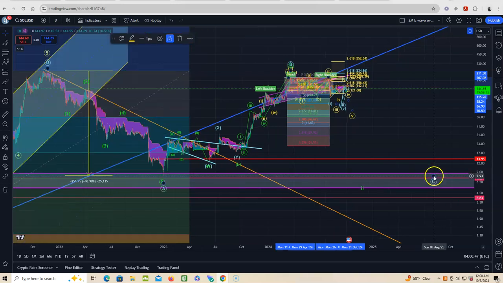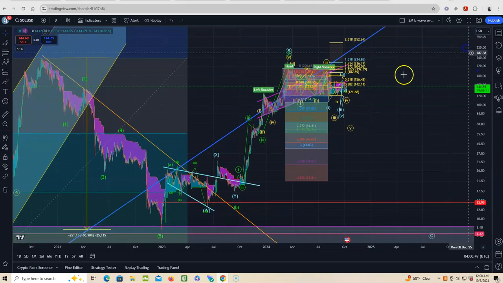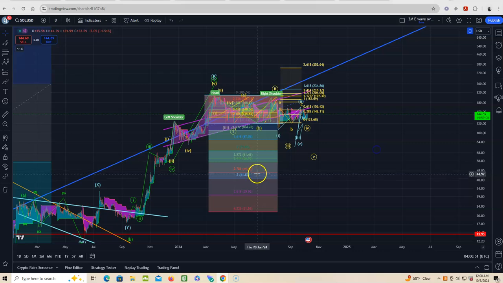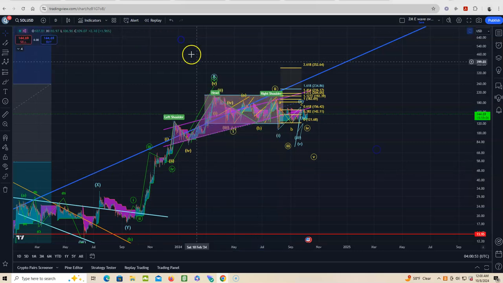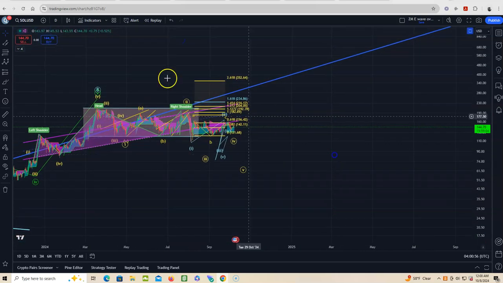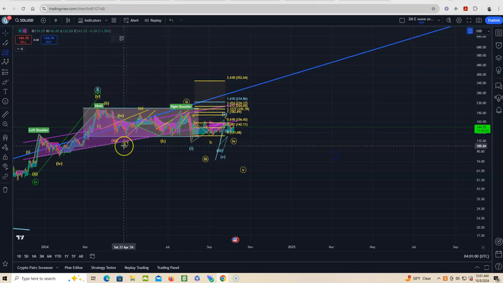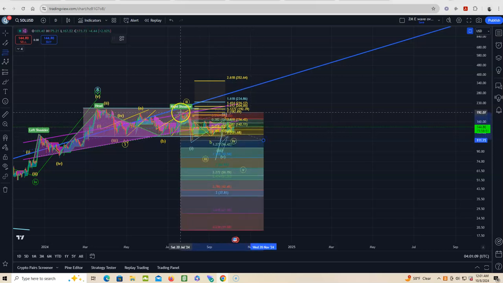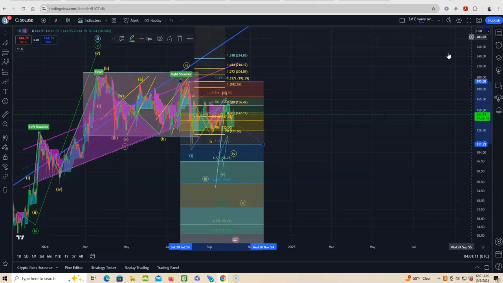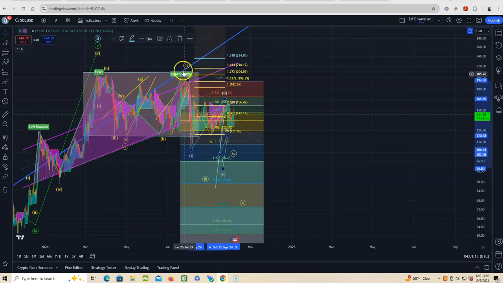But that's the count. The reason I say that, if you don't see the head and shoulders here obviously, is just because we have here a 1, 2, and then we have another 1, 2. So this is just the beginnings of this. This is the beginnings of the third wave of the minor degree.